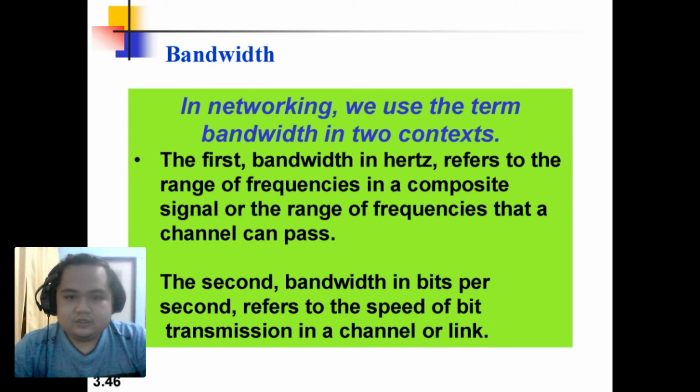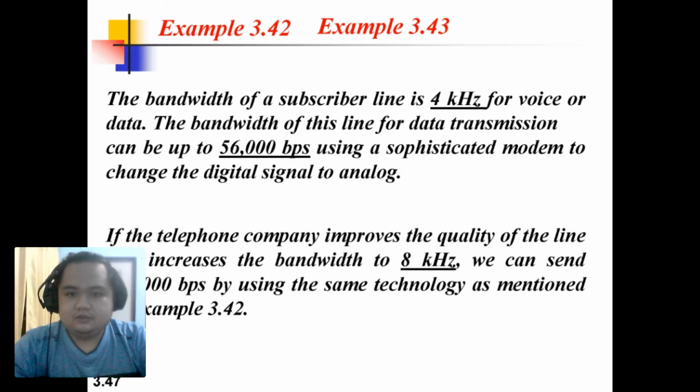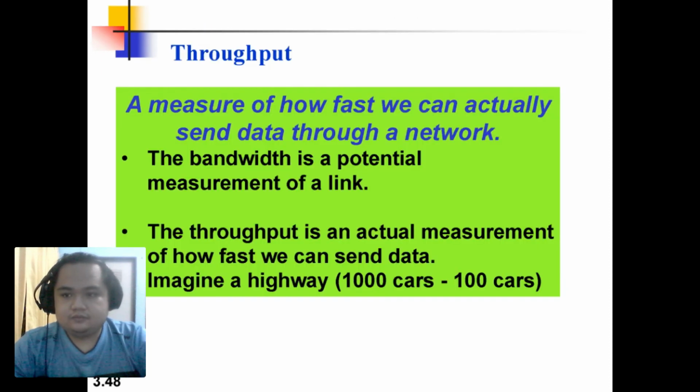Bandwidth. In networking, we use the term bandwidth in two contexts. First, bandwidth in hertz refers to the range of frequencies in a composite signal, or the range of frequencies a channel can pass. Second, bandwidth in bits per second refers to the speed of bit transmission in a channel or link. This is an example of how we calculate the bandwidth.